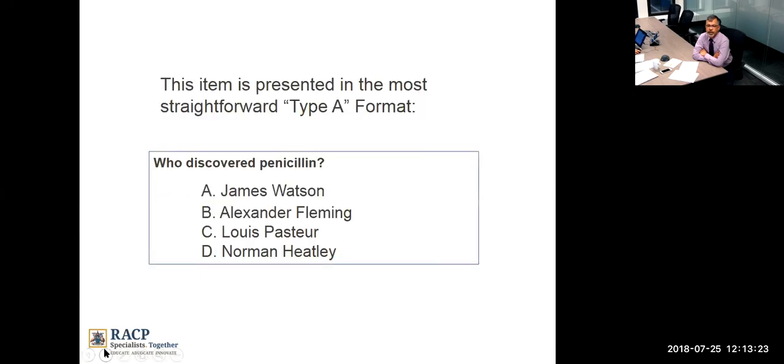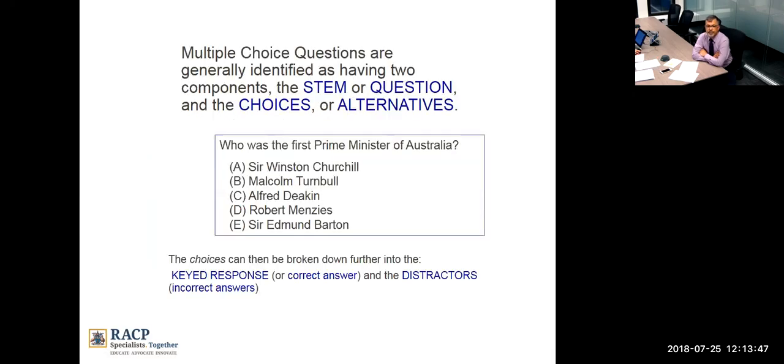Now go down. In the type A format, it typically looks like this. There is a lead question and a scenario, and then there are 3 to 5 different options. Again, this is a selected response approach, where there's only going to be one correct answer of the options that are provided. Next slide, please.